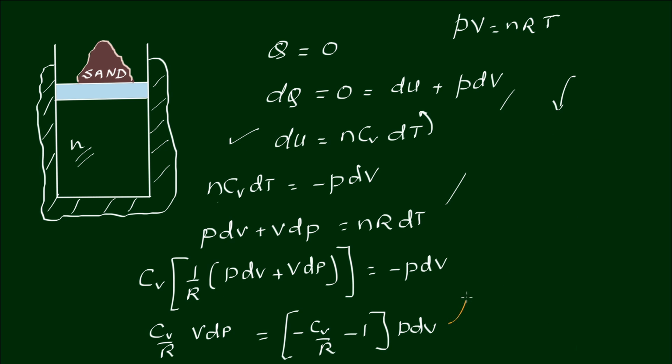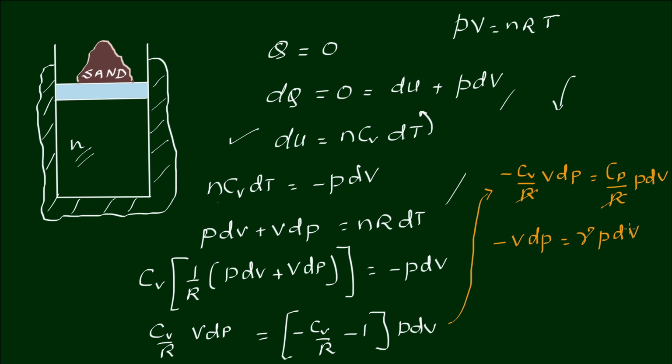Now from here, I'm going to go out here and write in yellow color. So we have, let's take the minus sign that side, minus Cv by R times V dP. Just for neatness, I took it that side. And out here I have Cv plus R by R. So that is equal to Cp by R P dV. Once again, we can further simplify this, cancel out R, and Cp by Cv is gamma. So we get minus V dP is equal to gamma P dV.